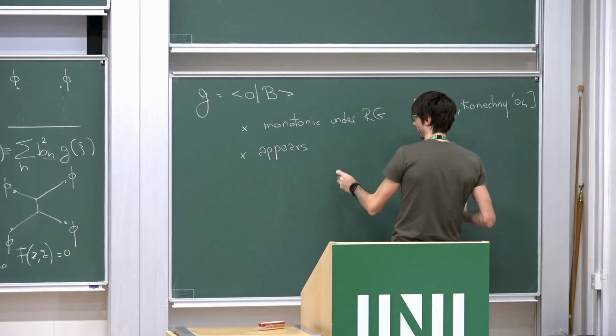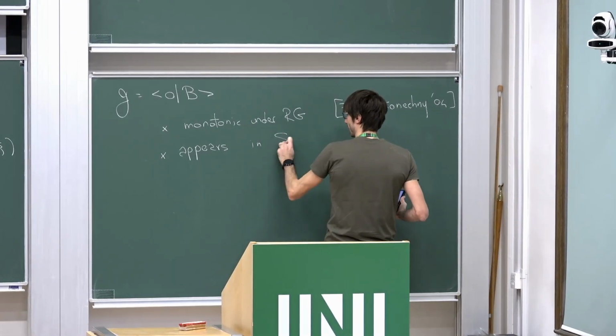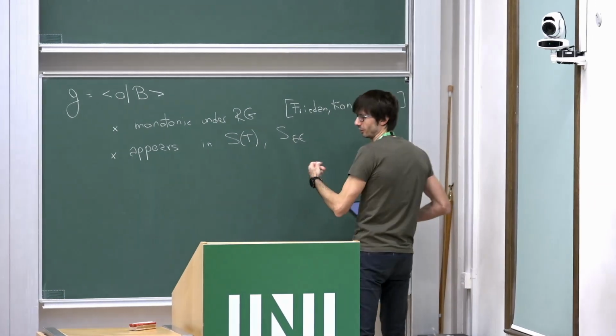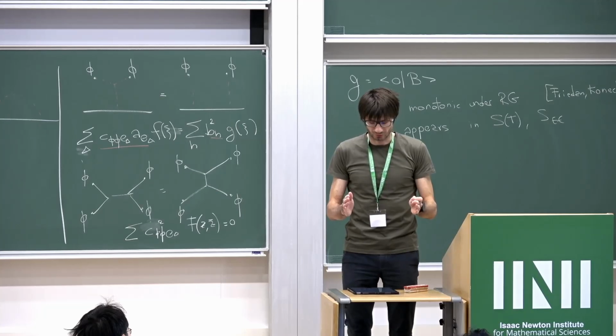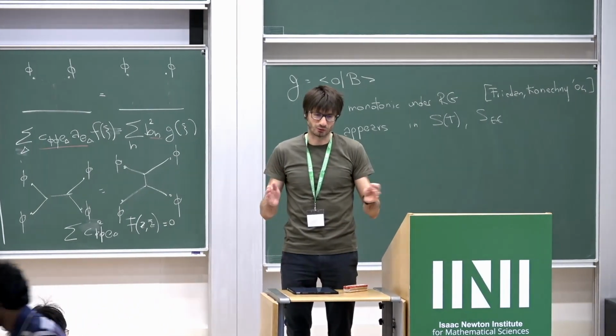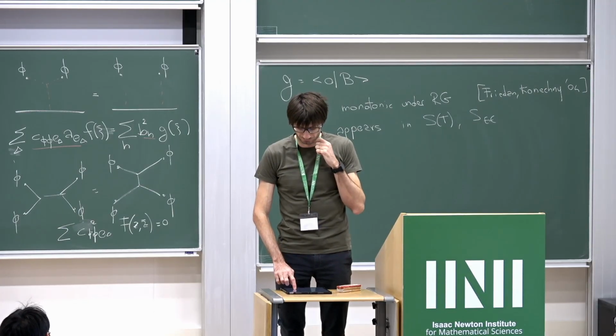which you should expect for a monotonic quantity, probably, in the thermal entropy S of T and the entanglement entropy. So it appears both in the finite temperature partition function on a segment, and in the entanglement entropy for an entangling region that crosses the boundary.